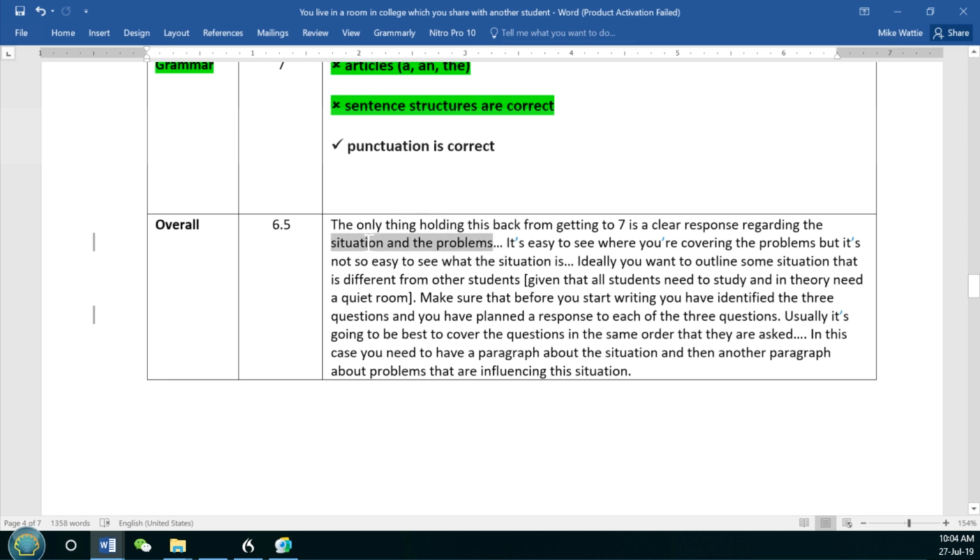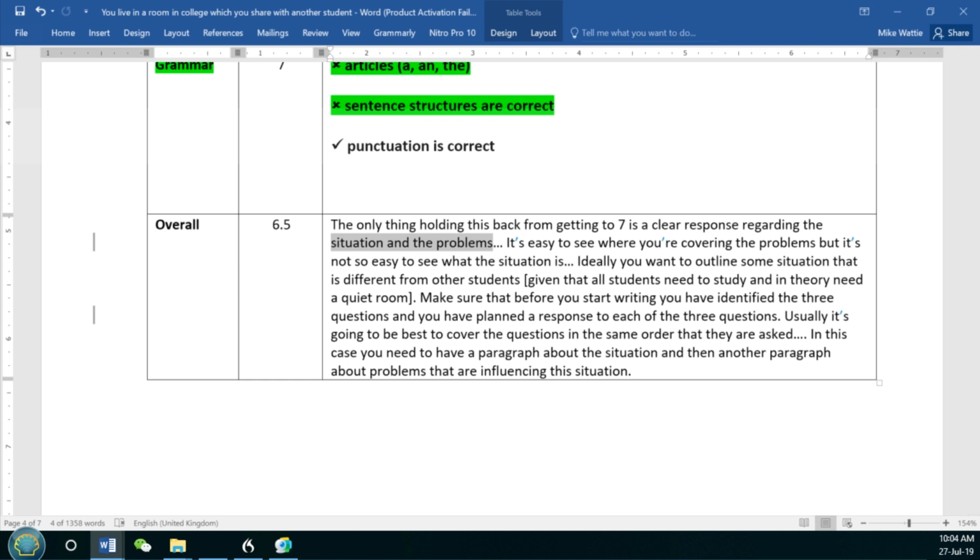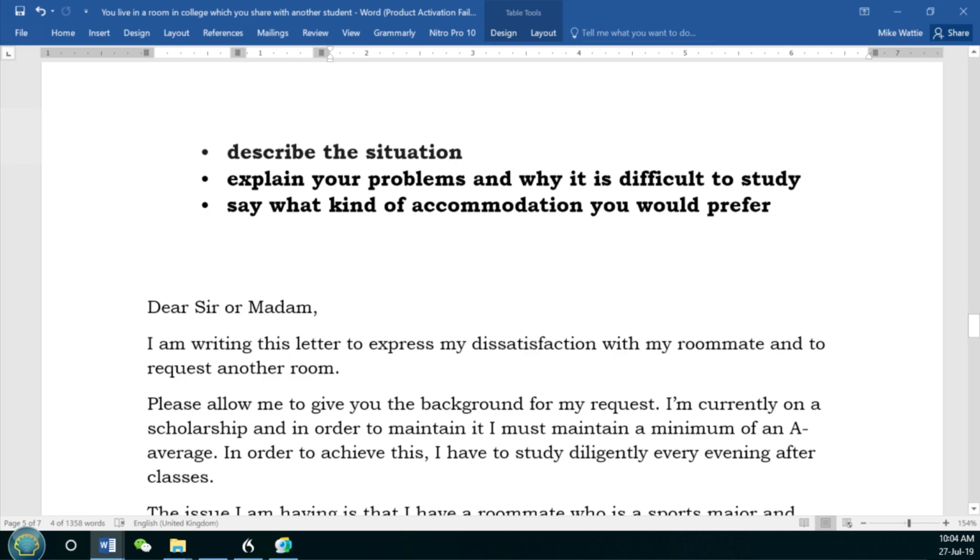And then for me, the main thing stopping this letter from being a 7 really is not having a clear paragraph about the situation and another one about the problems. This is totally avoidable. It's avoidable by getting into the habit of planning your letters before you write them, and also from knowing that you have 3 bullet points and you want 3 body paragraphs, each one responding to a bullet point. So, alright, I'll go on to my model answer now.